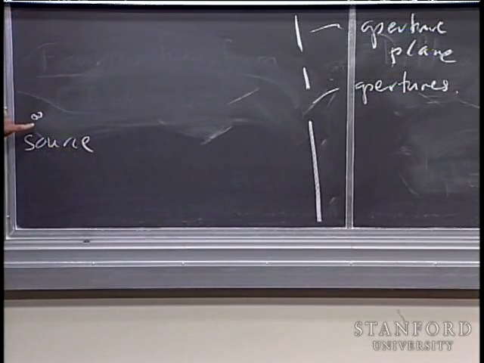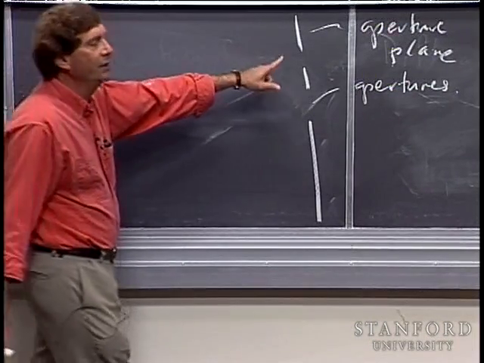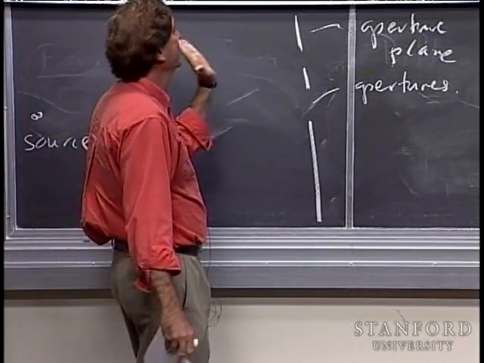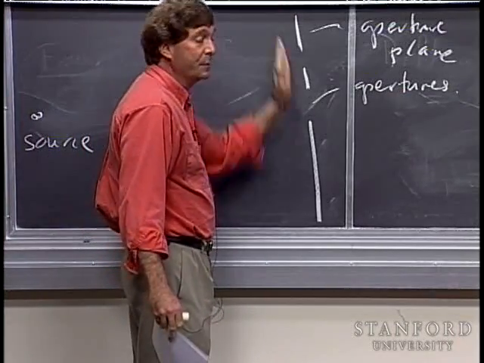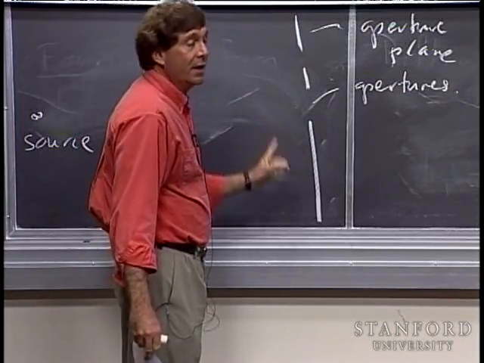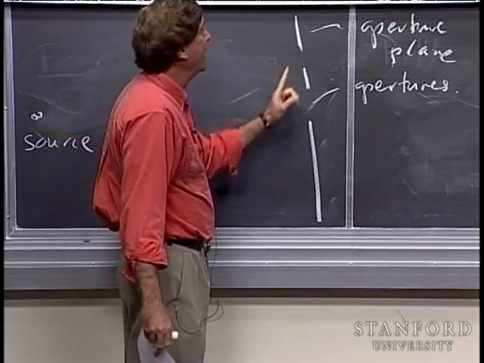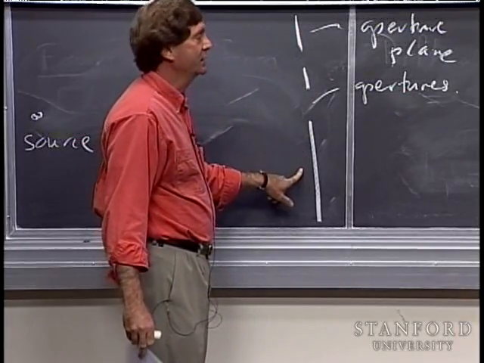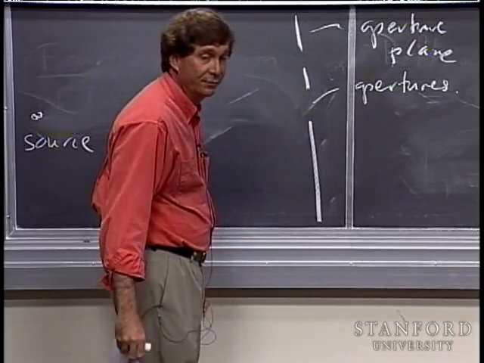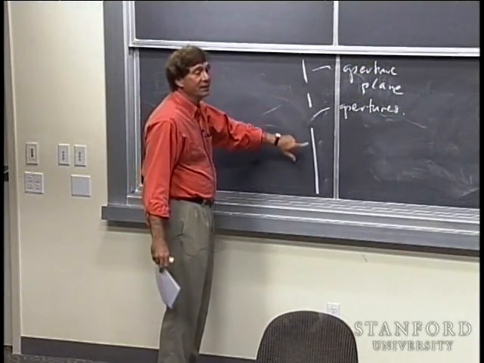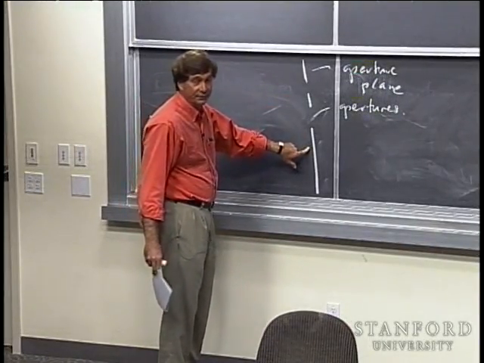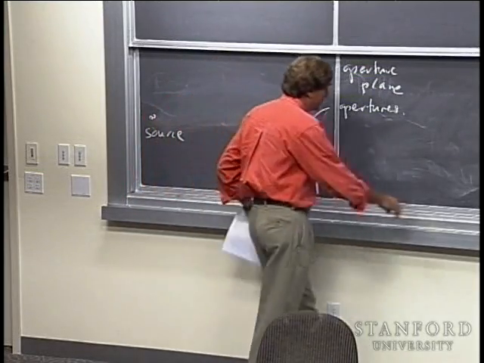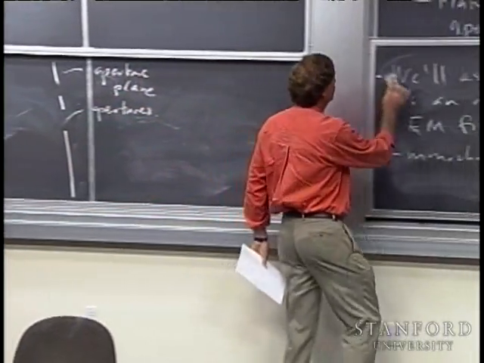And the fact that you consider the source very far away has the practical implication that by the time it reaches the aperture plane, it's basically a plane wave coming in. All right? And what that means is that you can assume it's a so-called wavefront for the wave, which means that every point here on the plane has the same phase. All right? So that's the first simplifying assumption.